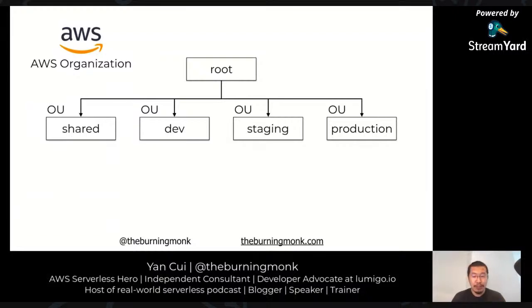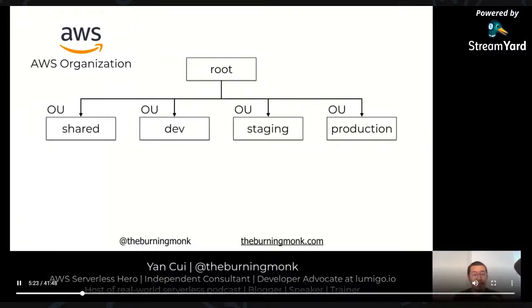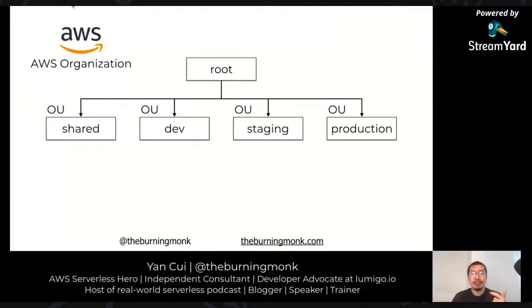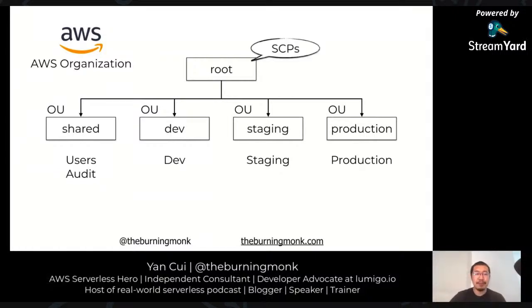I use the AWS organization for managing these accounts, and I had four independent organization units for dev, staging, production, as well as an org unit for shared accounts and managing shared resources. For example, there's a user's account set up specifically for single sign-on, and a shared account for collecting all the information, such as CloudTrail logs and so on, from all the different accounts.